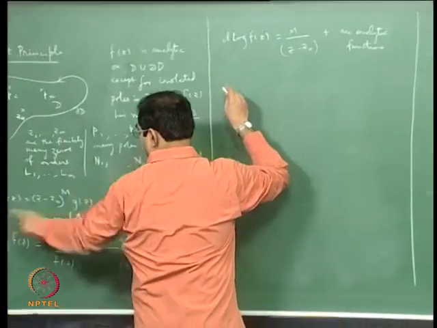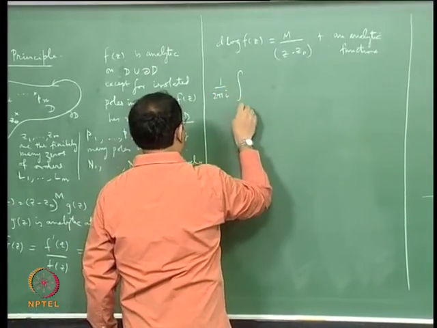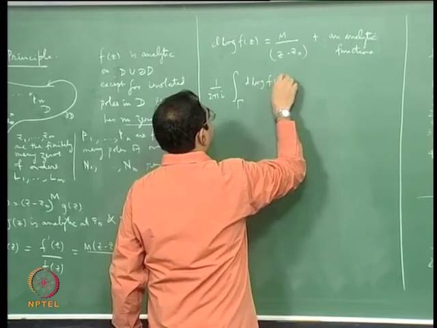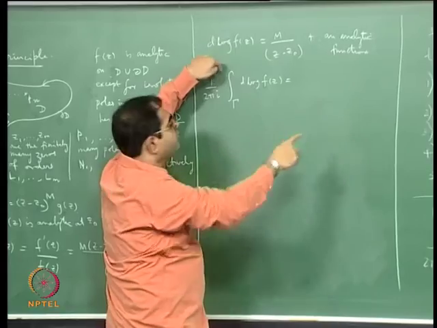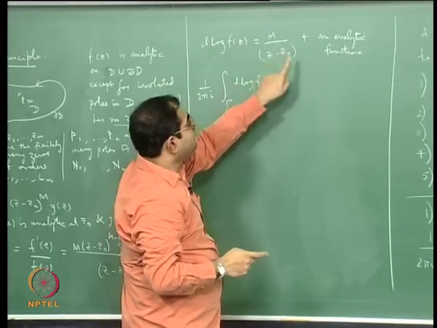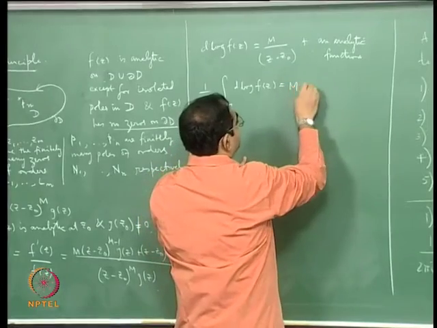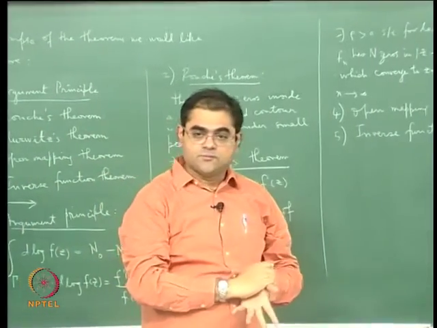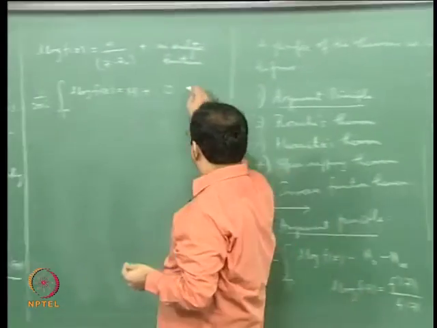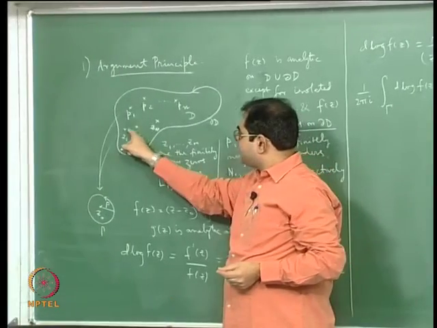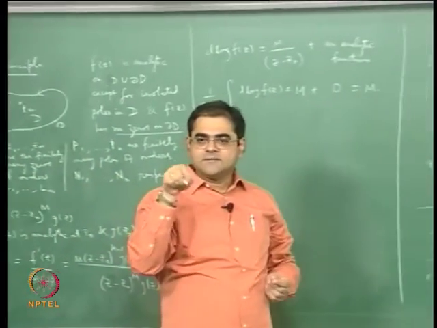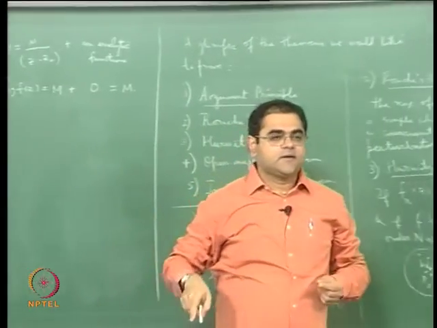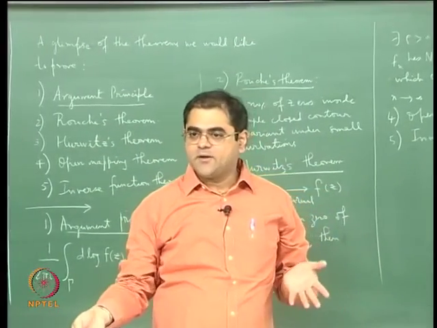Now if I integrate 1 by 2 pi i over gamma of d log f z, the first part is the integral we have already calculated, and you will get m, which is the residue. If you integrate the second part, you'll get 0, because Cauchy's theorem says that if you integrate an analytic function over a simple closed curve, you get 0. So the net effect is that you get m. So if you take a small enough circle surrounding a zero or a pole, and you compute the integral 1 by 2 pi i of the logarithmic derivative, you end up getting exactly the order of the zero or the pole.